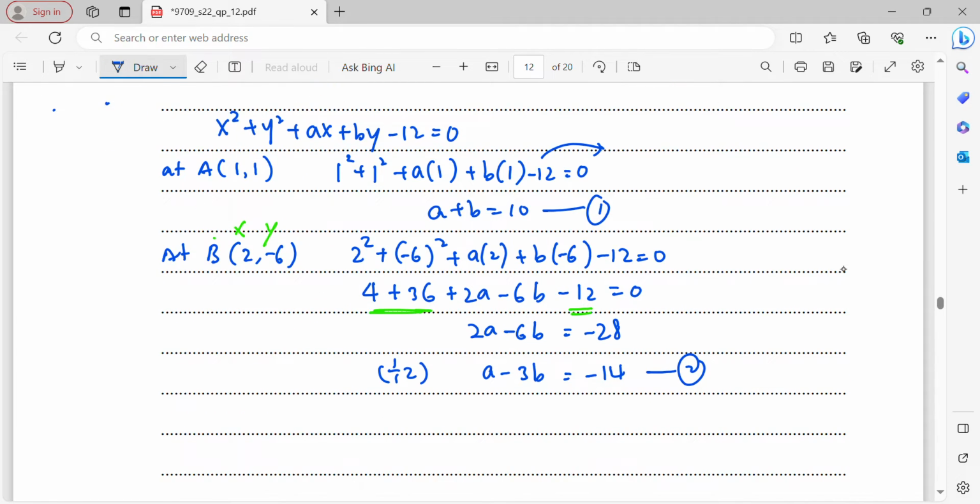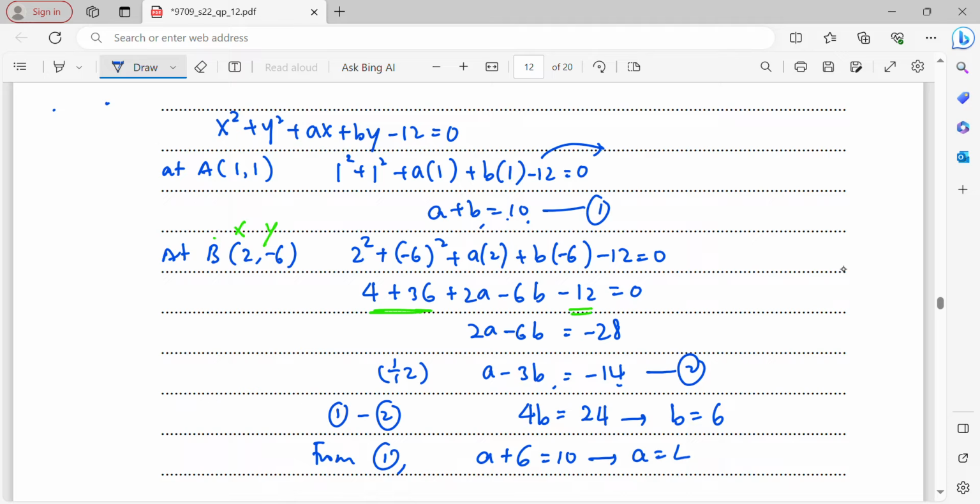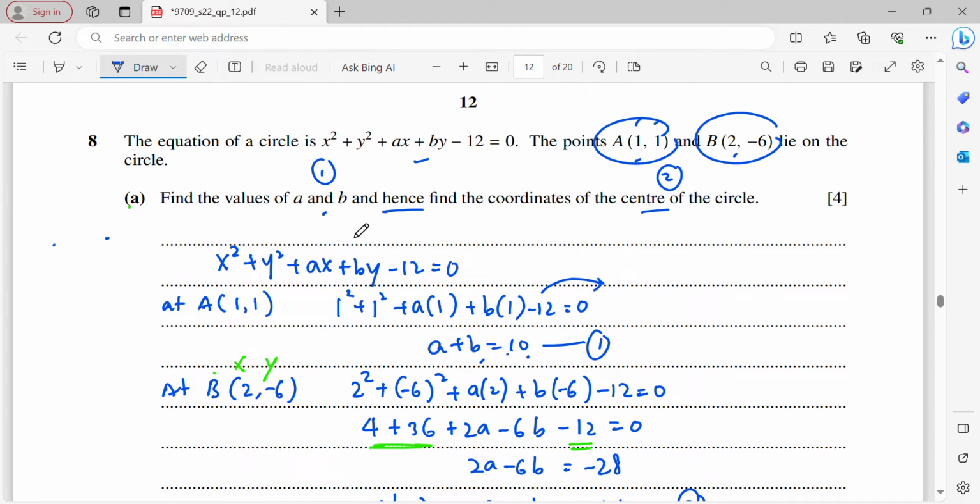Now, to solve these two simultaneous equations, I will use first equation minus second equation because I get the same term of the A. So A minus A will be 0. B minus minus 3B, it will be 4B. Okay, the equal sign is the same. So 10 minus minus 14 is 24. Then from here, my B is 6. After you found the B, to get the A, just substitute into first or second equation. So I substitute into first equation. So A plus B. So B replaced by 6 equals to 10. So obviously your A is 4. Okay, so with this, I have found the first part.